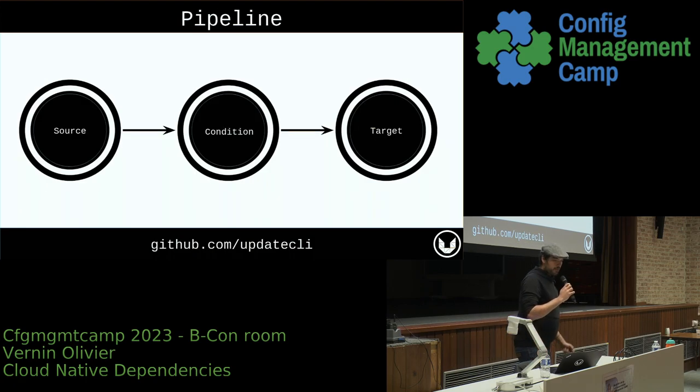So when we started working on Update CLI, we were like, okay, we want to update. We think about the pipeline as we have a source, an information we want to retrieve. We want to run a bunch of conditions, and then we would expect the target to be in a specific state. So a typical example would be you're building an application, for example, a Golang application. You want to be sure that there is a Docker image for that application, and only then you want to be sure that your infrastructure is using that specific version. So you can just describe in a manifest what you want to do. You run that command, and then your file will be updated automatically.